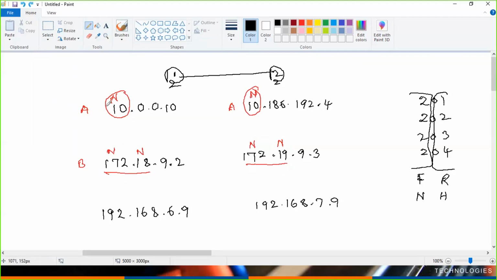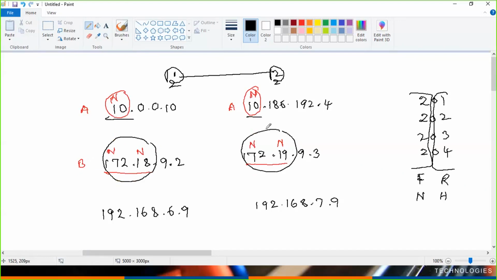In the class C example, the first octet is only network, so we focus only on the first octet, 10, 10. But for class B, the first two octets are the network portion, so we need to focus on two octets. First two octets, 172.18 and 172.19, it's a different network. They don't communicate.